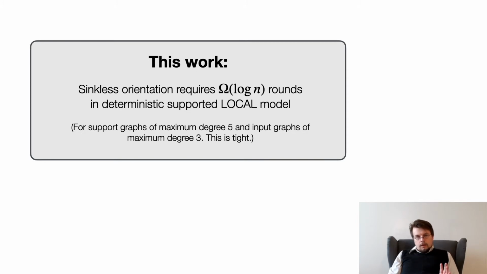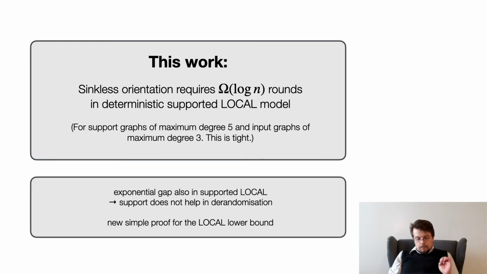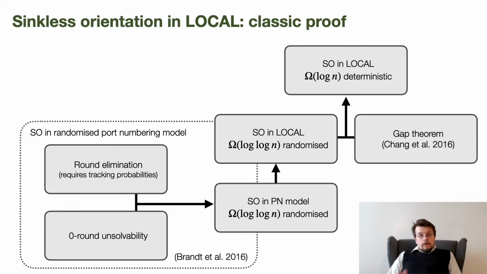So one may ask, why is this interesting? This shows us that the exponential gaps between randomized and deterministic complexity also exist in supported local, so you cannot just use the support structure to derandomize algorithms. On the other hand, what this gives is a new and very simple proof for the local lower bound for deterministic Sinkless orientation.